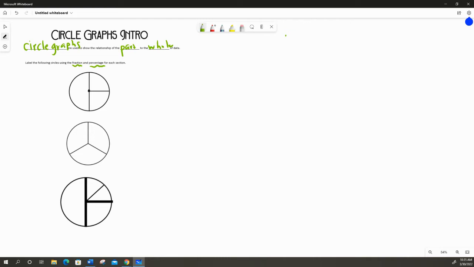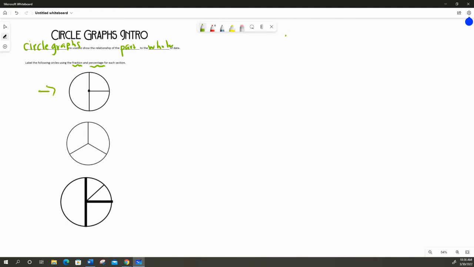Another thing that you need to know about circle graphs is that they total 100%. Now, that doesn't mean that the data is always going to be out of 100 data points. It means that it's going to be out of 100%. Okay. So, what we're going to do is label the following circles using the fraction and percentage for each section.